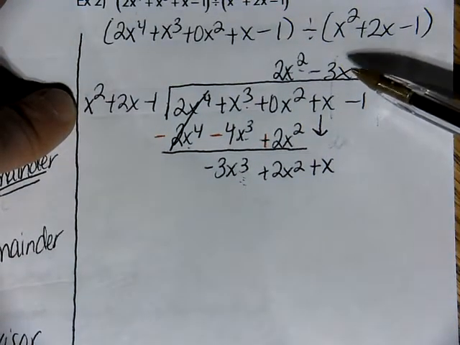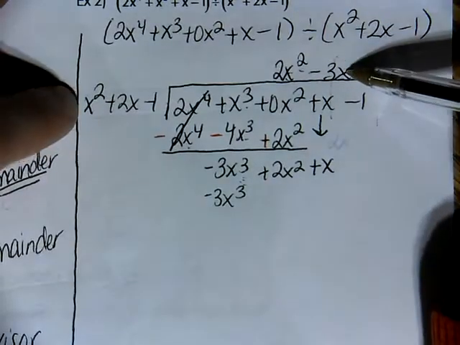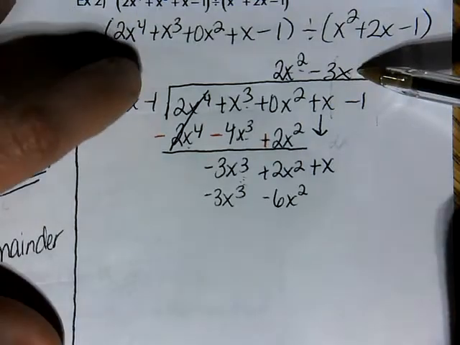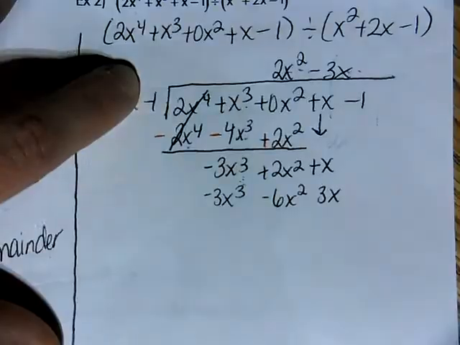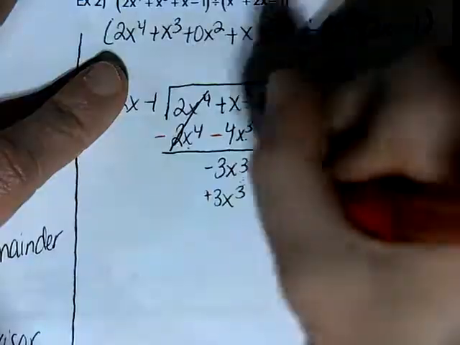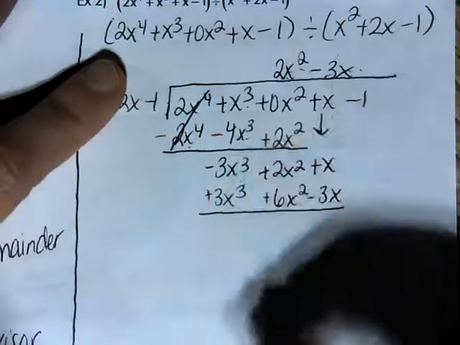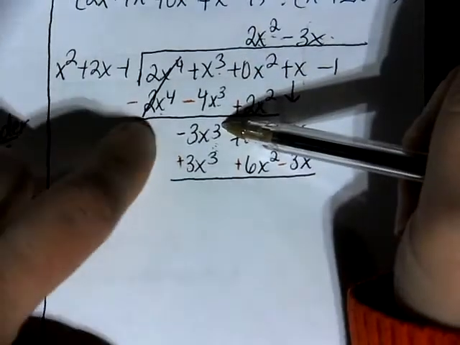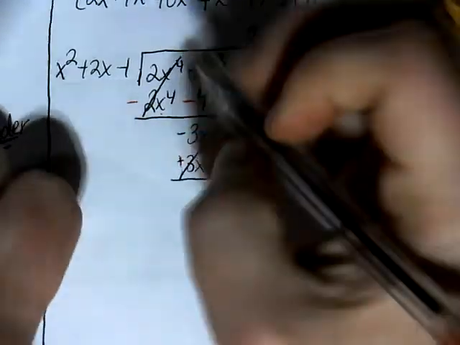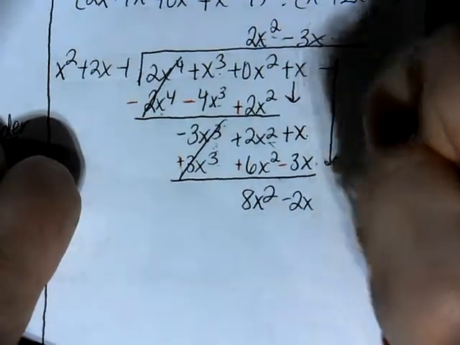So now I'm going to multiply. Negative 3x times x squared is negative 3x cubed. Negative 3x times 2x is minus 6x squared. Negative 3x times negative 1 is positive 3x. I am now going to change all of my signs to their opposite. This becomes a plus, and a minus. I always use a different color because it helps me to see where I'm at in the process. Negative 3x cubed plus 3x cubed cancels away. 2x squared plus 6x squared is 8x squared. X minus 3 is minus 2x, and now I'm bringing down my last term.